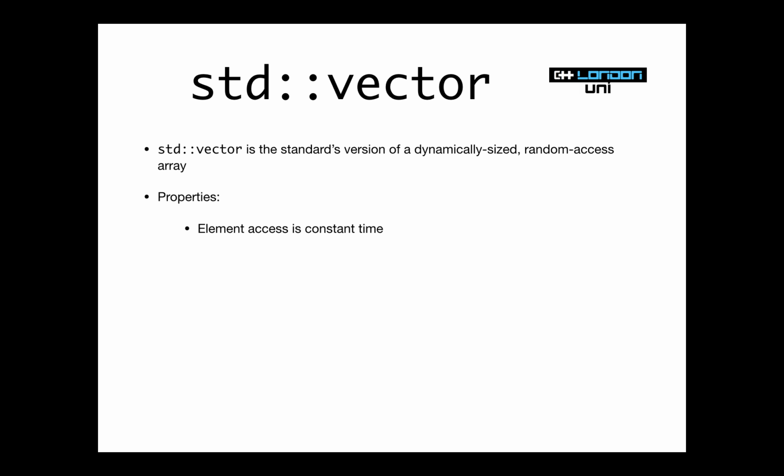Element access is constant time. I can ask a vector for element 1. I can ask the vector for element 99. I can ask the vector for element 10 billion. And it will return all of those things to me in the same time, no matter which position I asked for. It's a constant time operation. Adding elements to the end of a vector is a constant time operation.